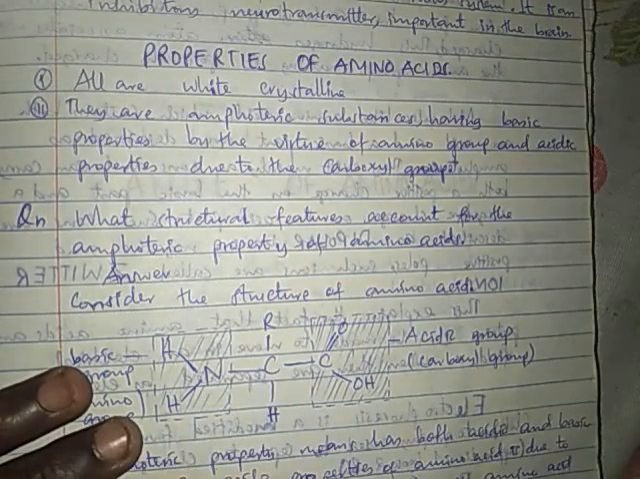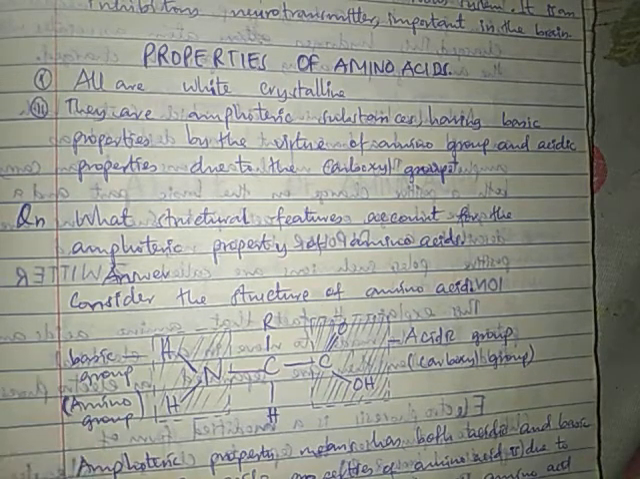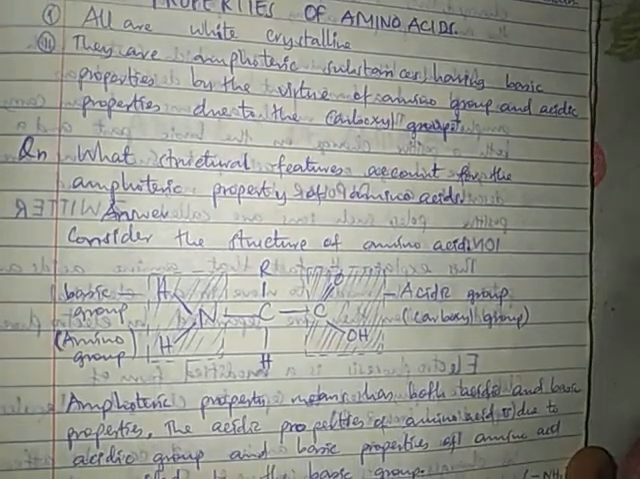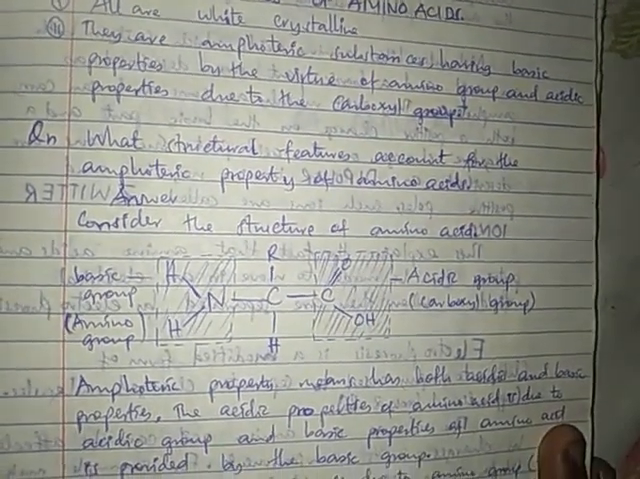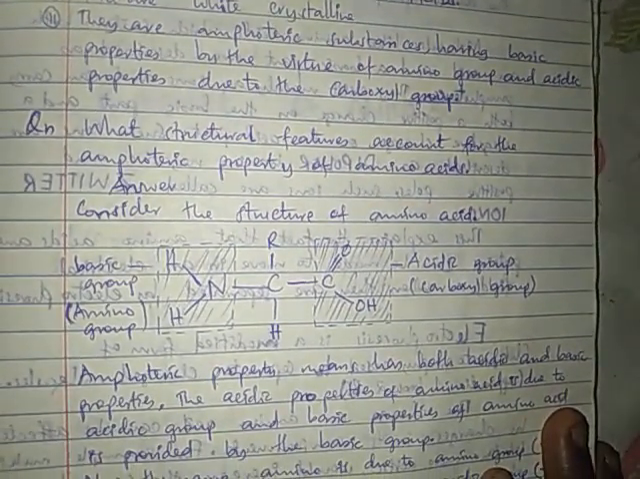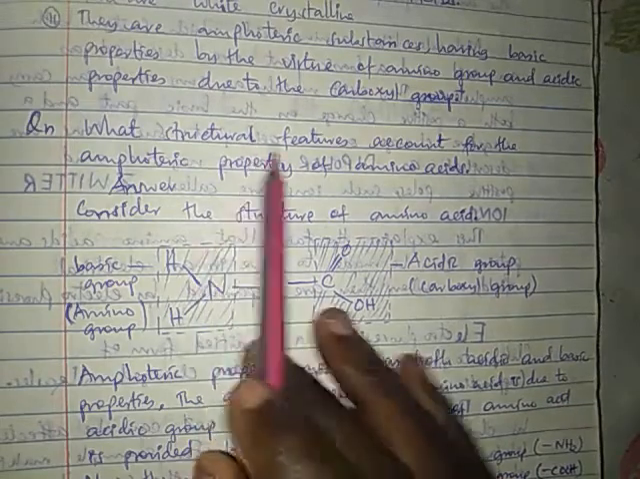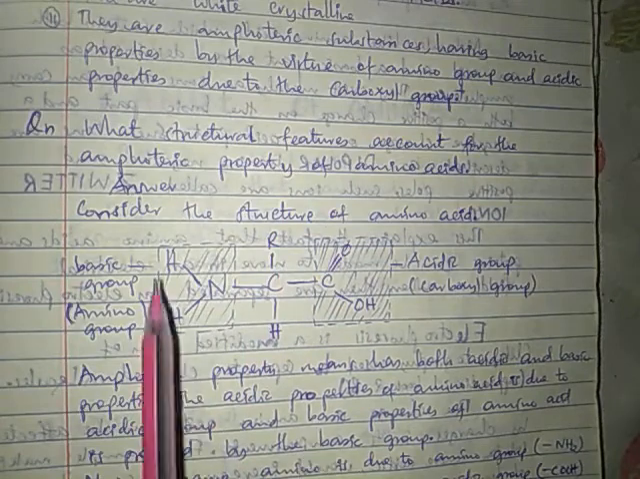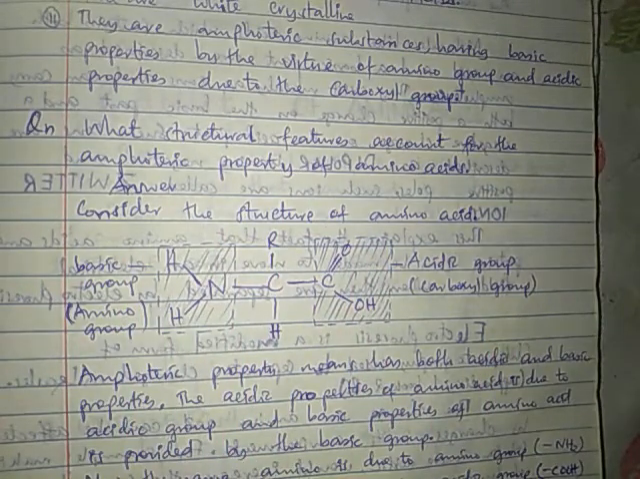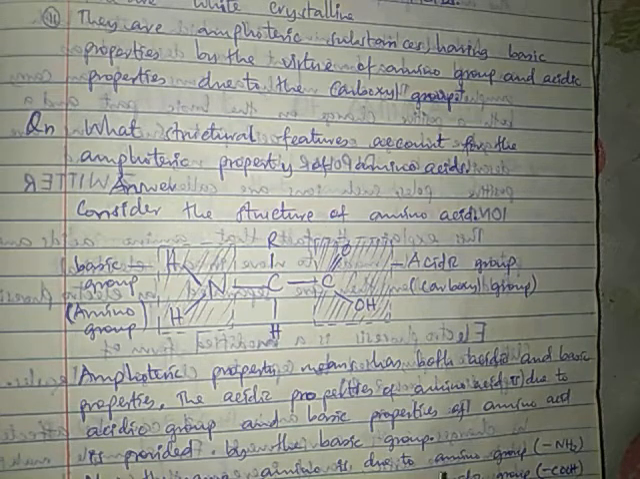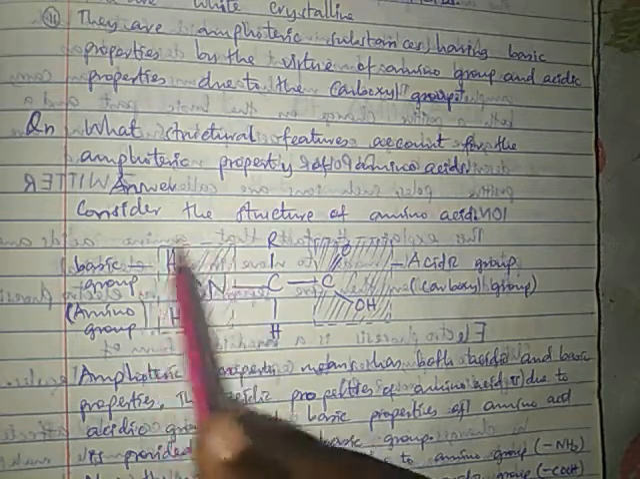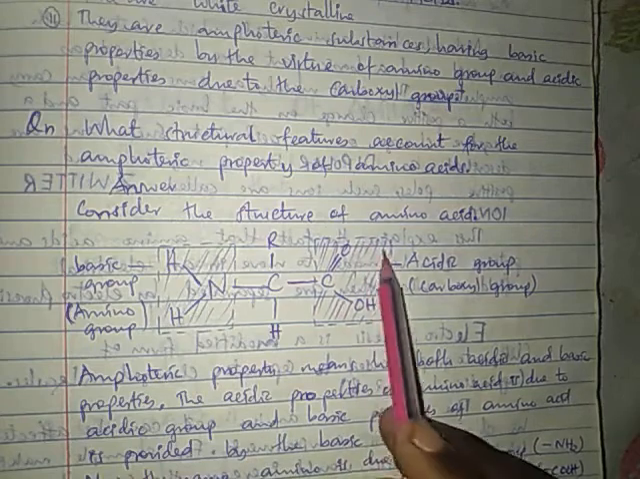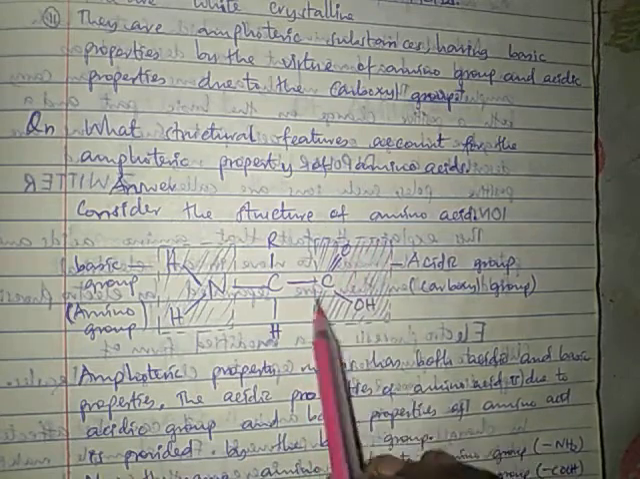And then we have the study question here. Let's solve this first, then we will continue with the properties. So sometimes teacher, they can ask you what structural features account for the amphoteric property of amino acid. Kwa hiyo kwenye kujibu naambia tu kwanza consider the structure of amino acid. Ukisha draw this structure of amino acid, then what you are coming to say is that we have the amino group here and we have the carboxylic group, and you are labeling this diagram.